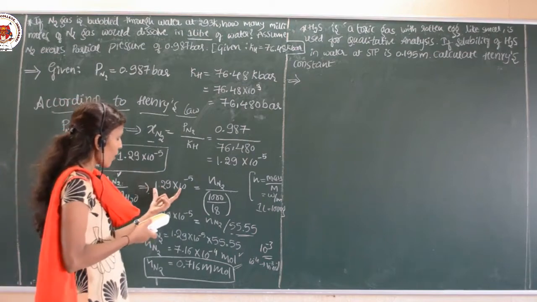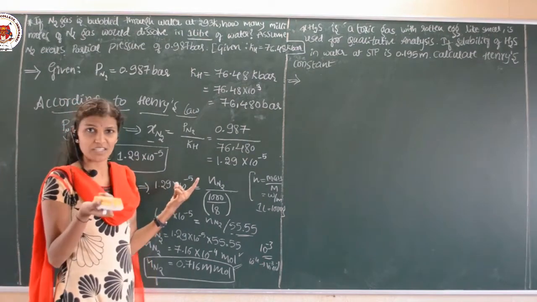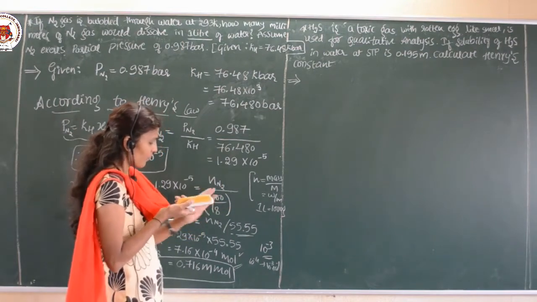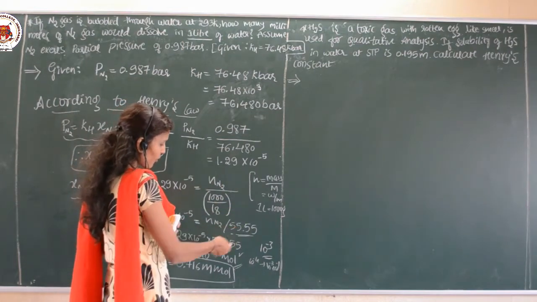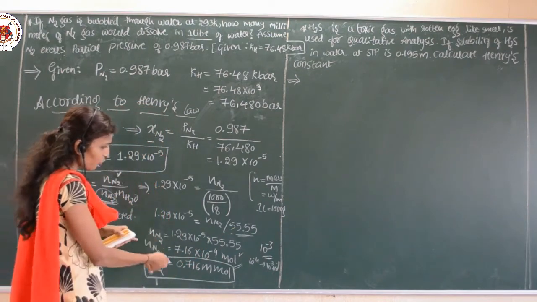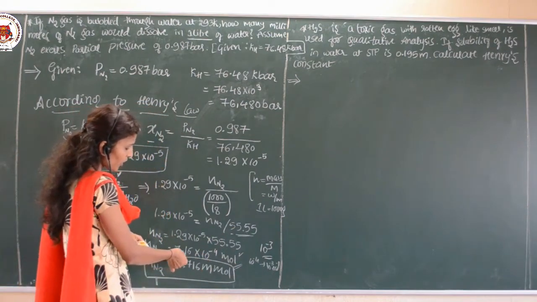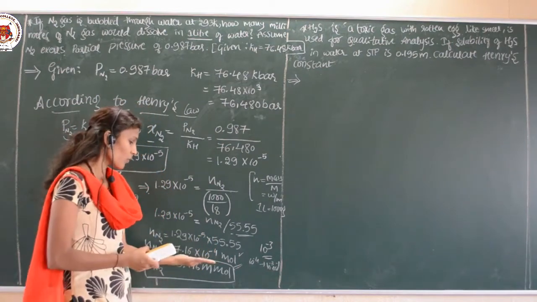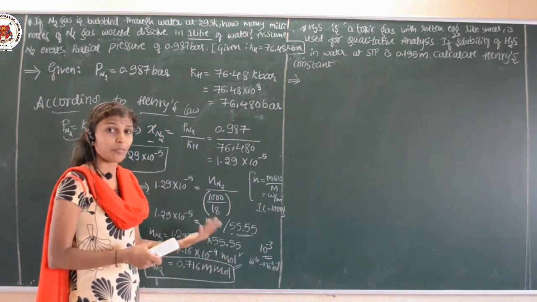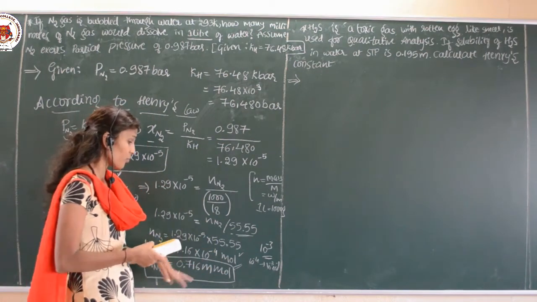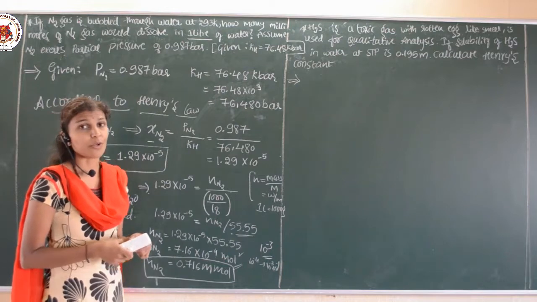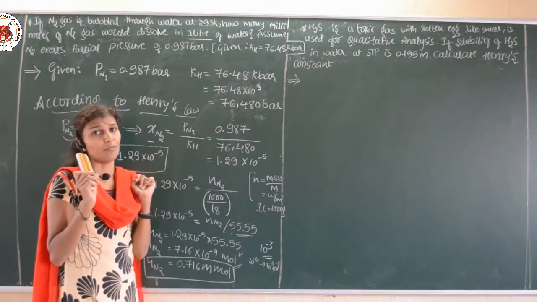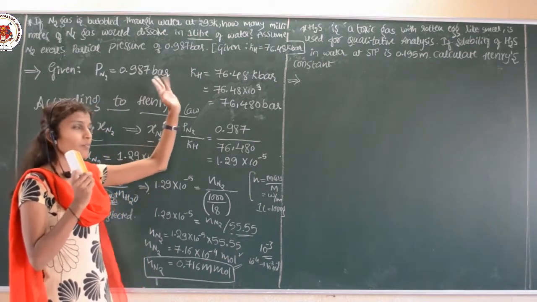So, you are going to get 1.29 into 10 to the power minus 5 is equal to NN2 divided by 1000 divided by 18, which is around 55.55. If I calculate NN2, it will be 7.16 into 10 to the power minus 4. I convert that into millimoles, and finally you are going to get 0.716 millimole. So, this is the first problem.